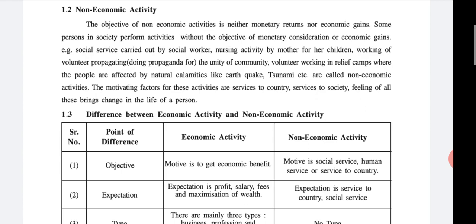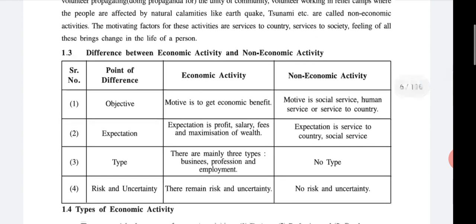Then the difference between economic and non-economic: objective, expectations, and risk and uncertainties. There are three types of economic activity: business, profession, and employment. There is no type of non-economic activity. The objective of economic activity is to get economic benefit, and in non-economic, the objective is social welfare and human services. In economic activity, there remains risk and uncertainty, and in non-economic, no risk, no uncertainty.